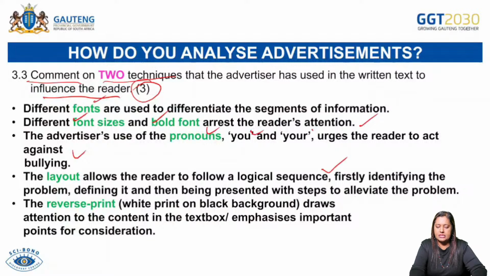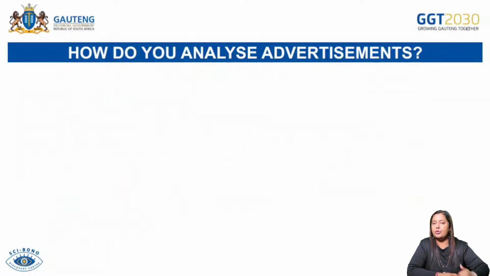The layout allows the reader to follow the logical sequence, identifying the problem, defining it, and being presented with the steps to alleviate the problem. That is where our 2nd mark comes in, and the layout there, and then identifying and defining the problem would be the 3rd mark. Right, then the reverse print, that's my technique. White print on black background. What does it do? It draws the attention to the content in the text box and it emphasizes the important points for consideration. 3 marks just for that. So you see, once we understand what the question is asking of us, we can get 3 marks very easily.